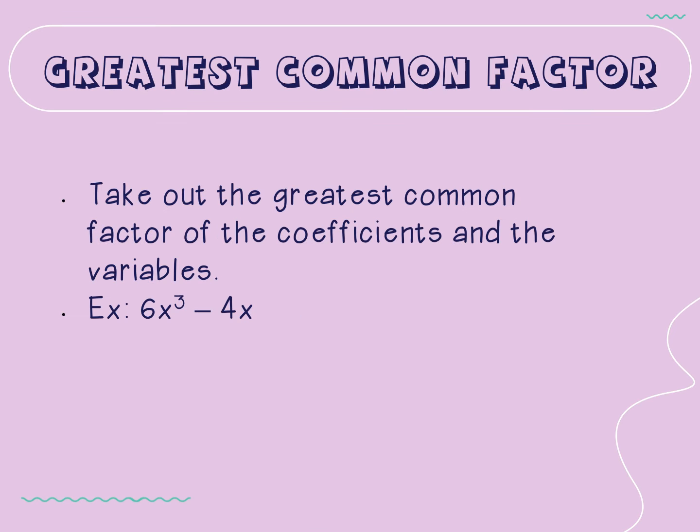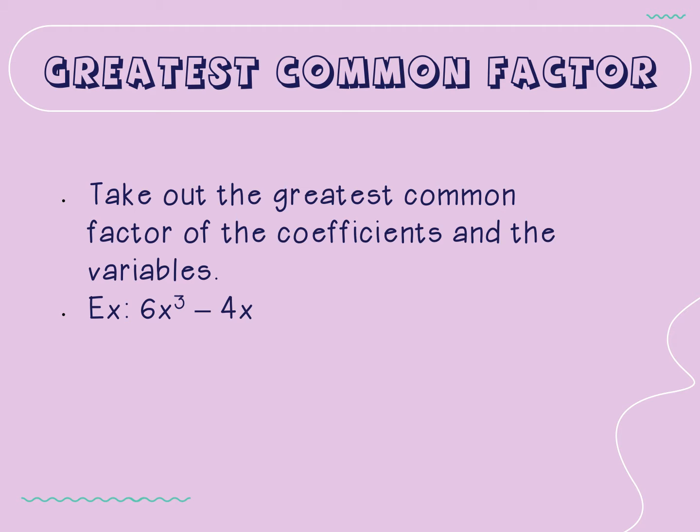So we're first going to start out nice and easy by just factoring out a greatest common factor. So once you first look at your polynomial, you're going to look for the greatest common factor of the coefficients and of the variables. So my greatest common factor here between 6 and 4 is going to be 2, and my greatest common factor of the variables is just an x. They both have an x in common.